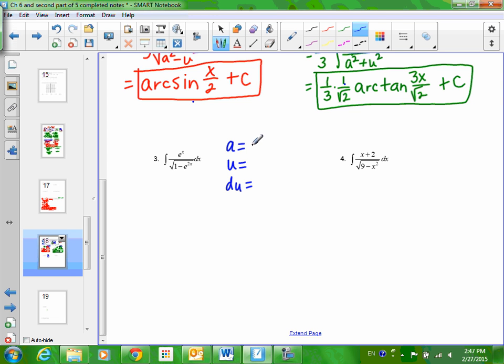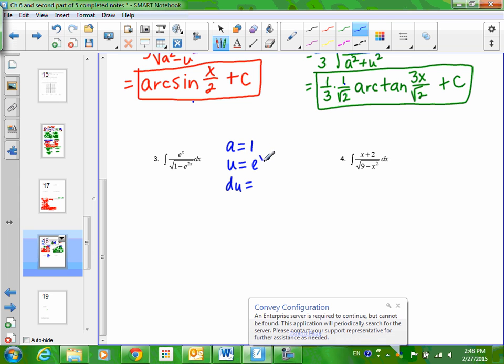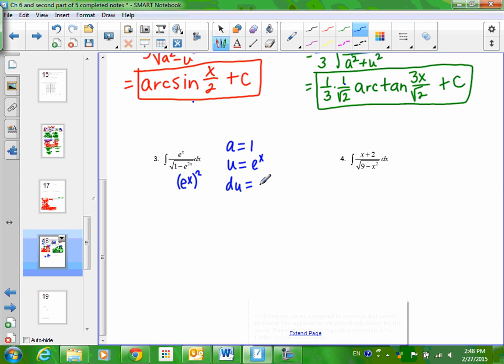Okay, so what is a in this problem? Square root of 1, which is just 1. So since a is 1, this is going to be one I can check with the derivative, by the way. What did you guys get for u? e to the x. Okay, because e to the 2x is the same as e to the x squared. All right, then du, what's the derivative of e to the x? e to the x dx, which is all right here.